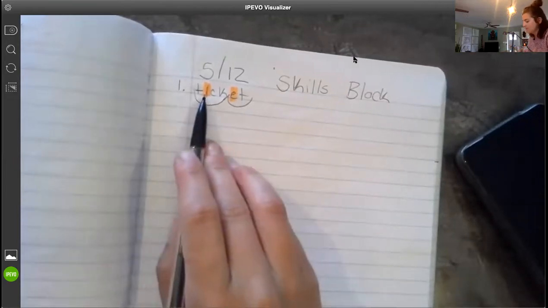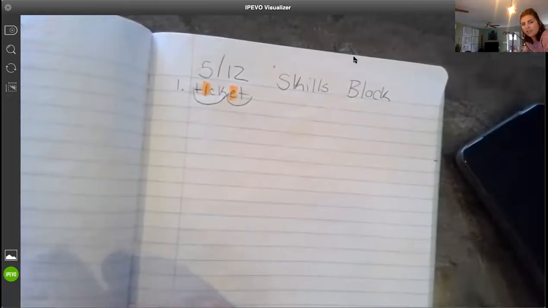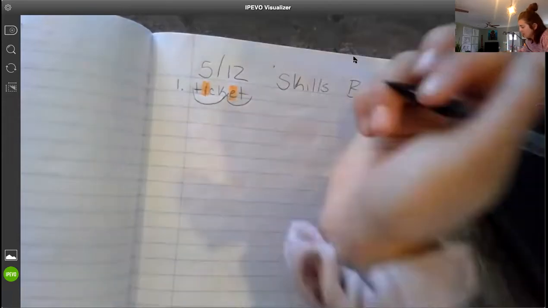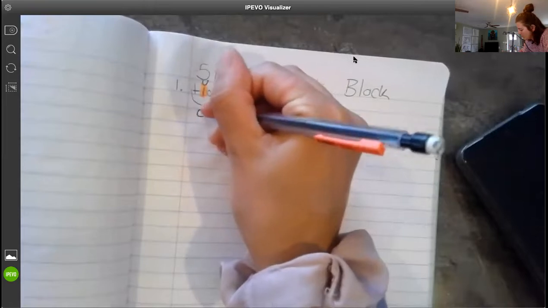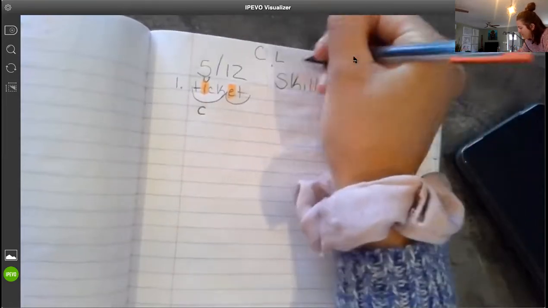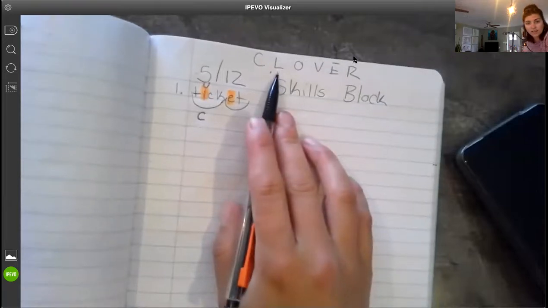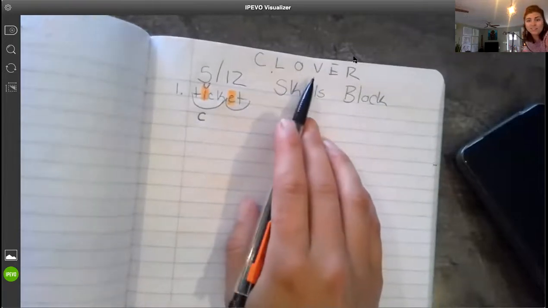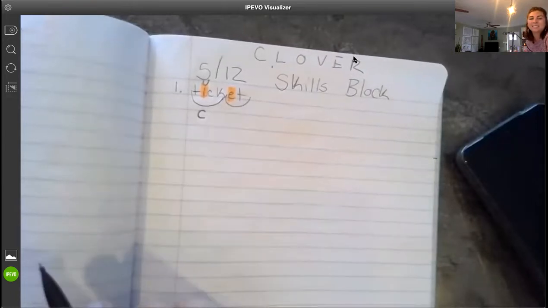Let's take a look at the first syllable, tick. Is that short or closed? What kind of vowel is that? It is going to be short with a breve, so it's going to be closed. I'm going to put a C for clover. So remember, C-L-O-V-E-R. We are going to be doing this today. We're going to put a C if it's closed, an L if it's a consonant plus LE, an O if it's open, a V if it's a vowel team, an E if it's a silent E, or an R if it's R controlled.